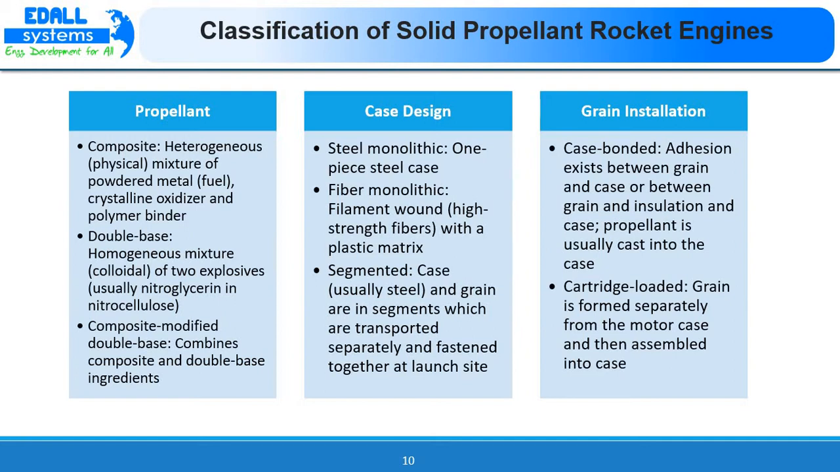So in case bonded, generally the combustion chamber is where the grain has to be stored. The case itself becomes the mold in which the solid propellants are poured and allowed to cure, while for cartridge loaded, the grain is formed separately from the motor case and then assembled into the case. So there are two ways we can make this grain associated with the case.